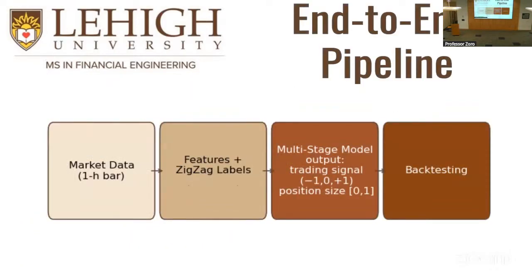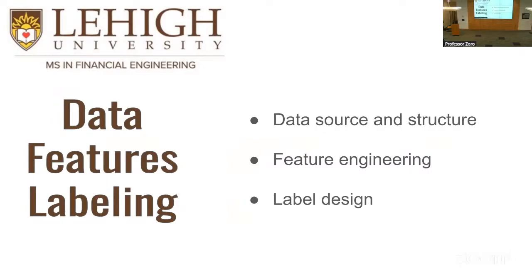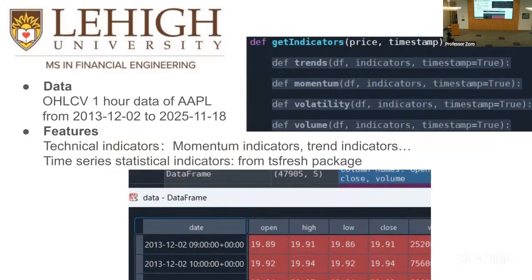So the end-to-end pipeline is going to be sourcing our market data, we do our pre-processing, we do the actual modeling, then we have the back testing. For our data, we use 1 hour data of Alpha stock from 2013 to 2025. And for our features, in order for our model to have multi-dimensional market signals, we use both technical indicators and time series statistical indicators.